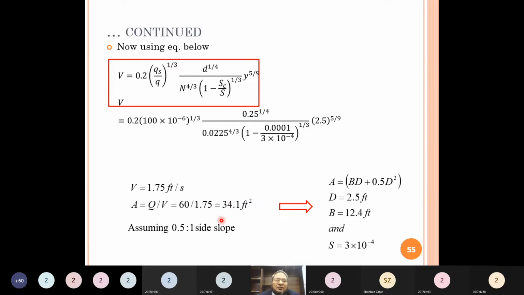Now you have to assume certain side slopes, 0.5 and 1. Then we have the equation of area like this: BD plus 0.5D square. As we have already assumed D and the area, there is only one unknown, which is B. So B you can compute as 12.4 feet. And the slope is this, and accordingly this channel is designed by the rational method using Dubai's equation.